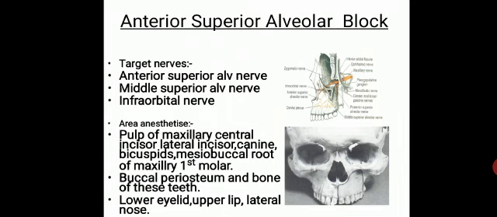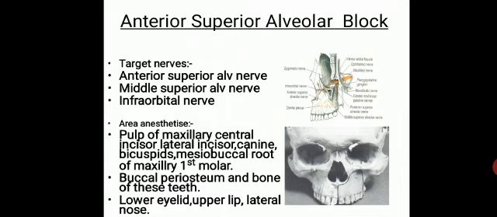Now the anterior superior alveolar nerve block. The nerves anesthetized are the anterior superior alveolar nerve, middle superior alveolar nerve, infraorbital nerve, and the inferior palpebral, superior labial, and lateral nasal nerves.